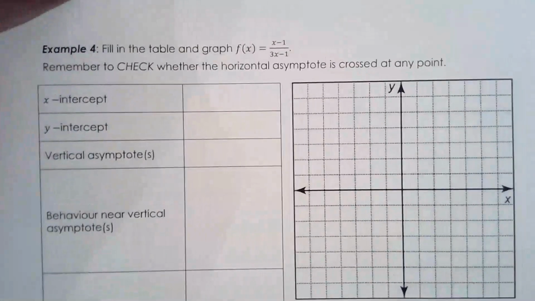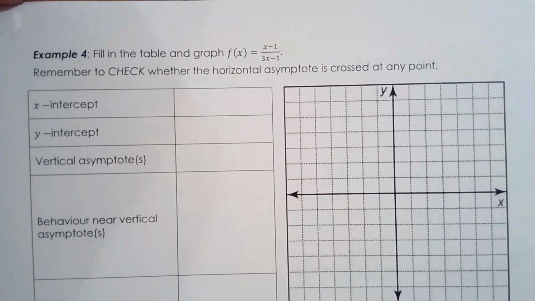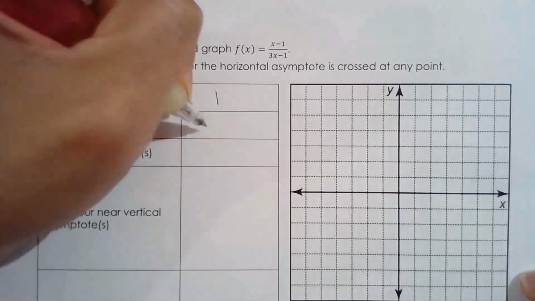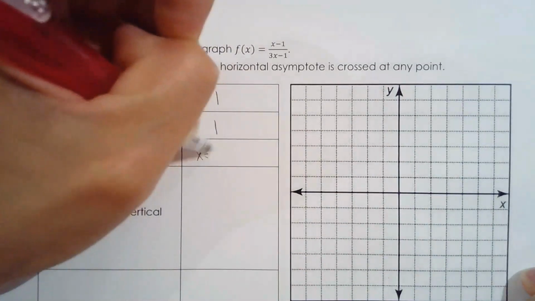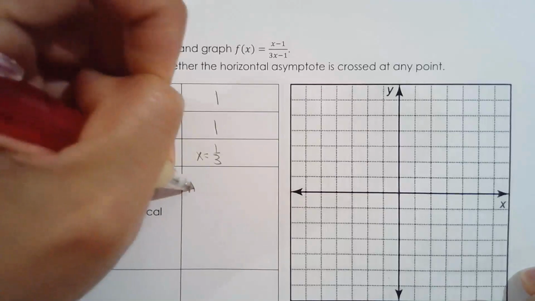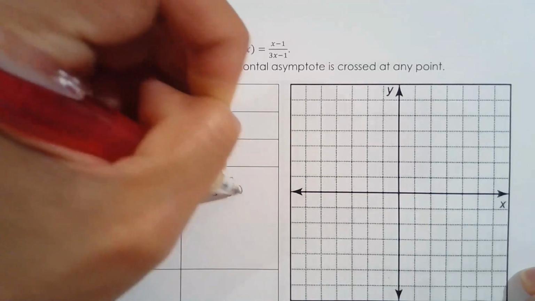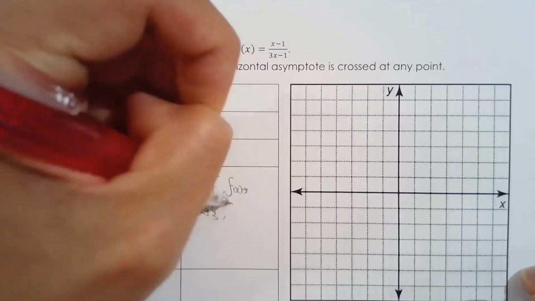All right, I think there's one. Oh, there's two more. All right. So this time I won't show as much work. X-intercept is 1, y-intercept 1 as well. Vertical asymptote, x equals a third, which means as x approaches a third from the left, f of x approaches. As x approaches a third from the right, f of x approaches.